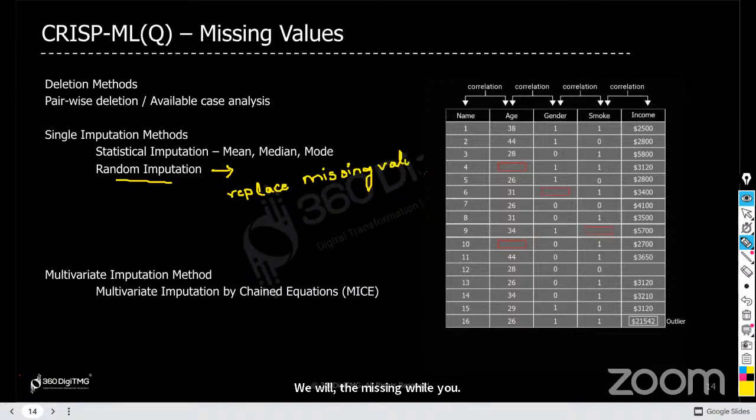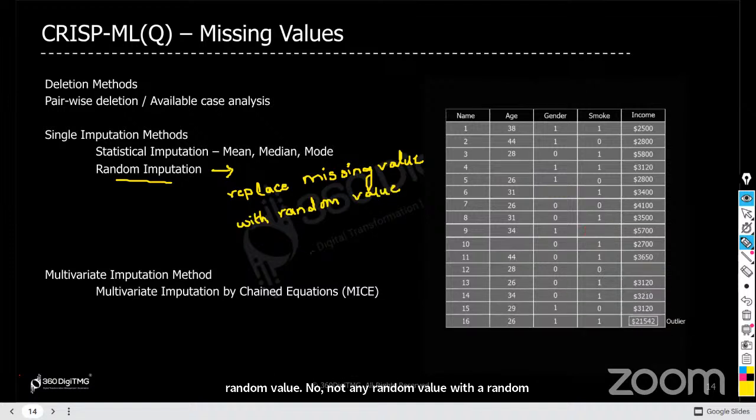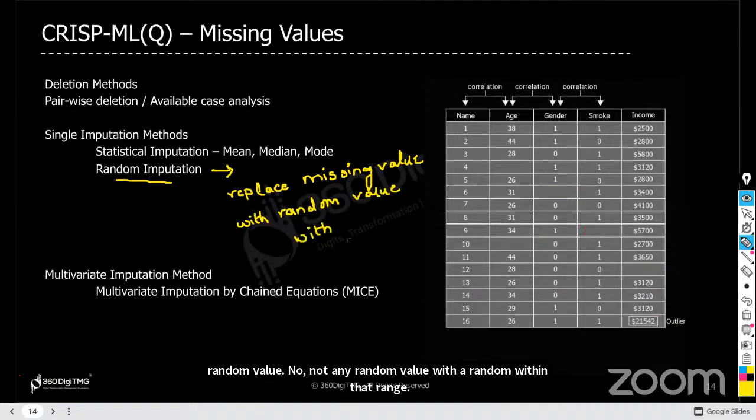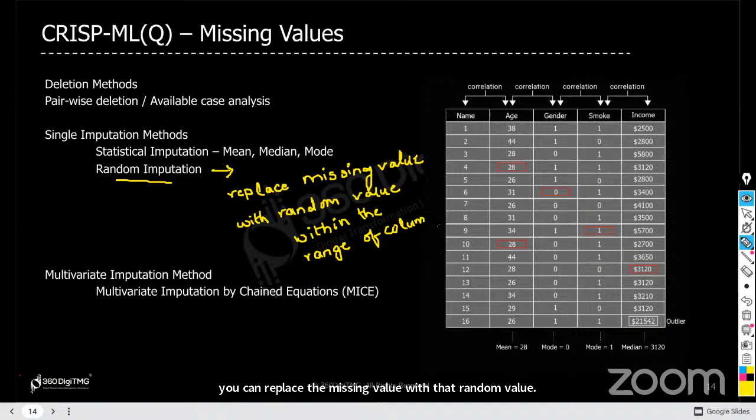We will replace the missing value with a random value. You can ask the question like any random value. No, not any random value, but a random value within that range. The range you already know, maximum and minimum. Within the range of the column, any random value you can take and you can replace the missing value with that random value. So range of column. So you have to observe the minimum and maximum.